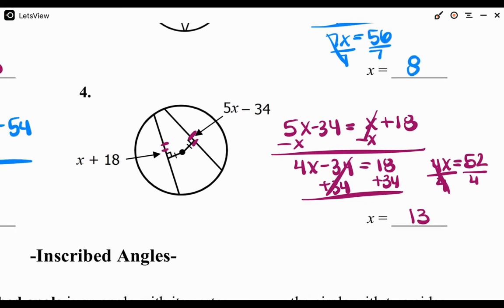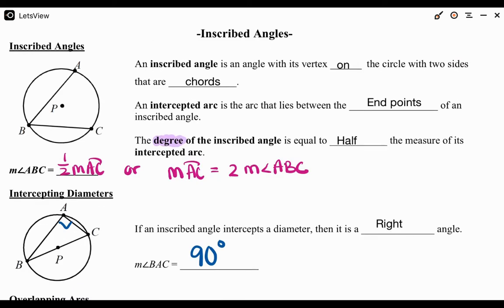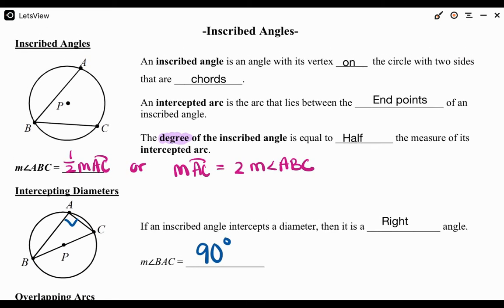Okay, so that was just a little quick review. Now we are on to our notes. So inscribed angles. Inscribed angle is an angle with its vertex on the circle with two sides that are chords. So B is our vertex, AB and CD are our chords. The intercepted arc is the arc that lies between the endpoints of the inscribed angle. So our intercepted arc would be AC.